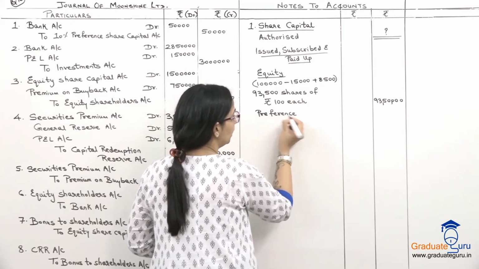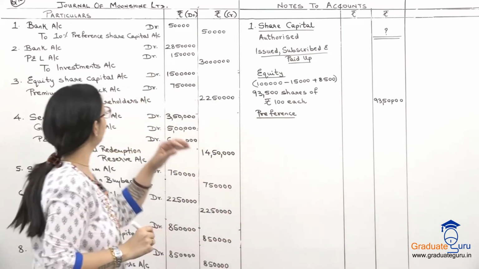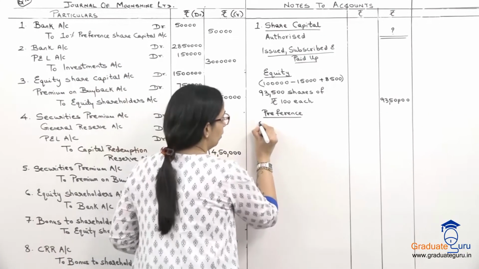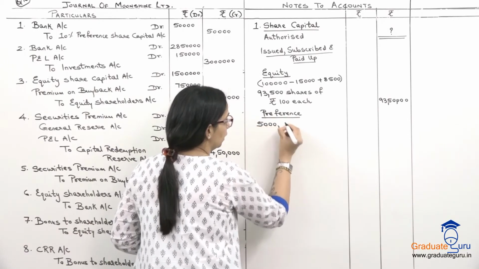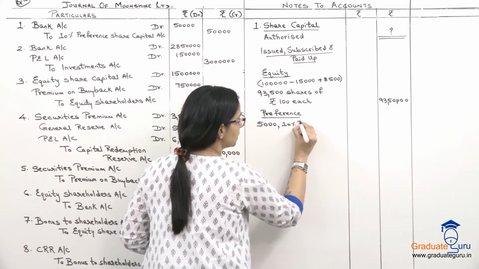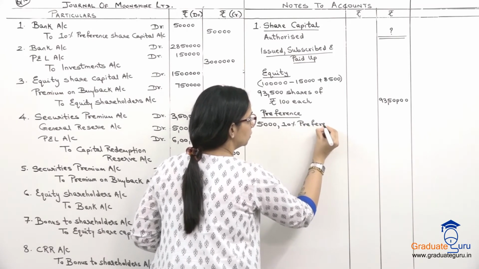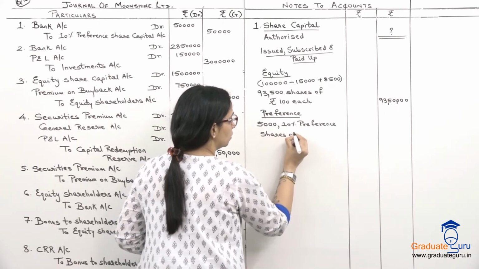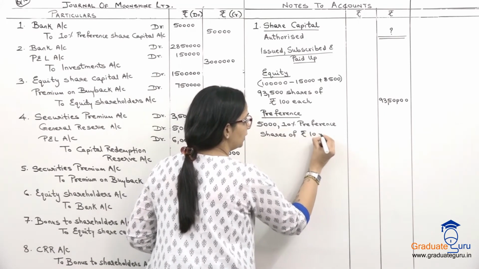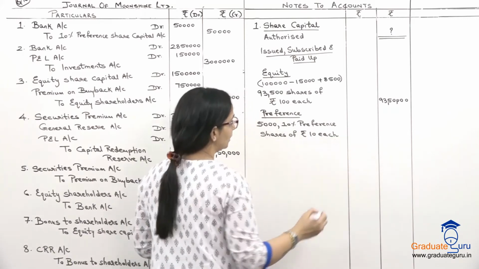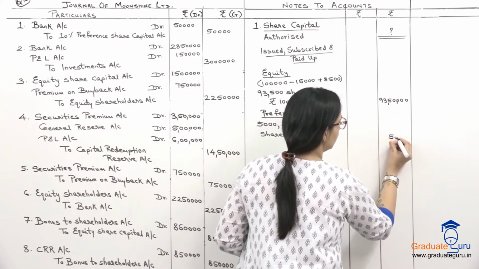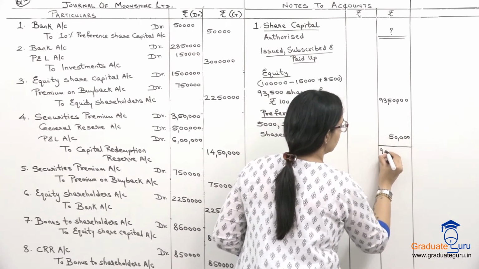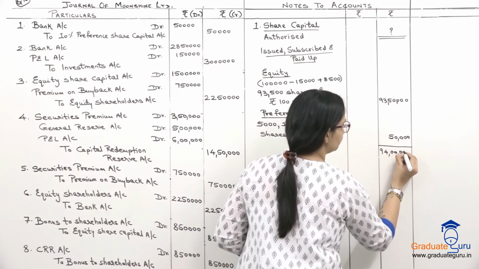We also have preference shares. The new issue of preference shares that we made, we shouldn't forget that. It's over here in our first entry. So 5,000, the rate is 10%. So 10% preference shares, and they are of rupees 10 each, and that is 50,000. So my total capital is 94 lakhs.